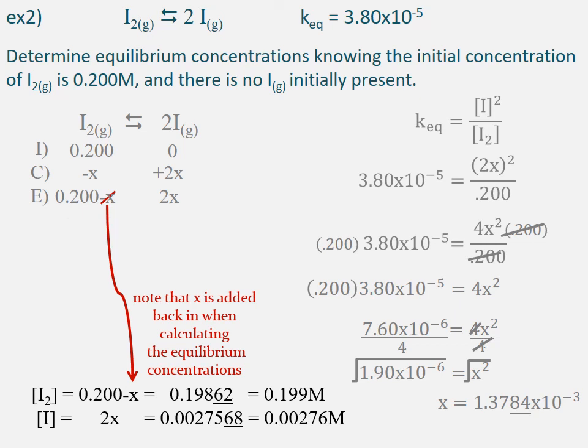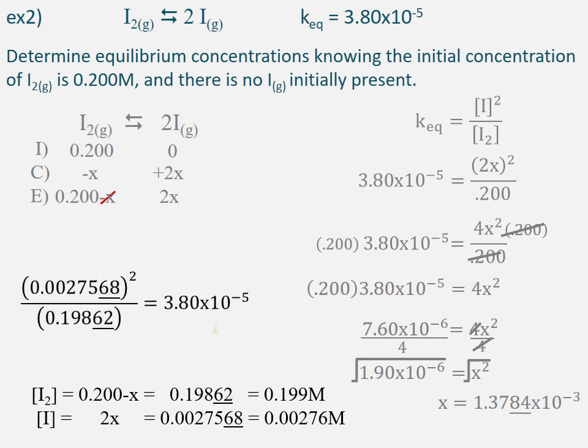Now the HI concentration is equal to 2 multiplied by x, and that gives us 0.00276 molar. To see if I did everything correctly, I will then sub those numbers into the Keq expression, and I wind up getting 3.80 times 10 to the negative 5, which is my Keq value, so I know I've done everything correctly.